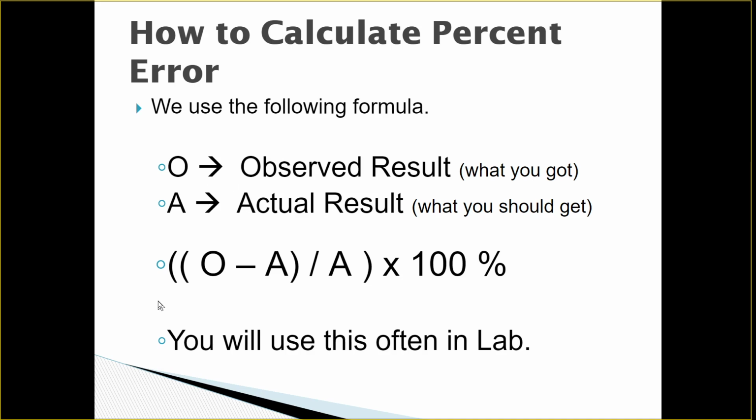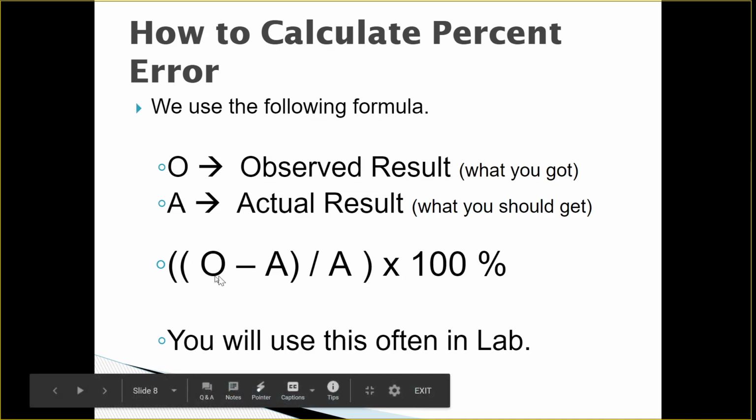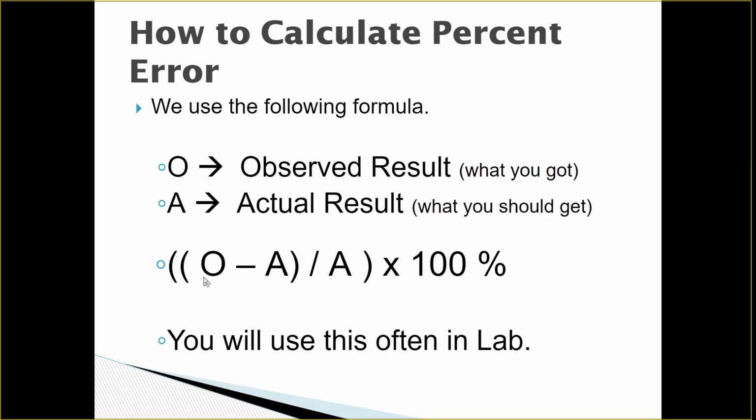Now you can calculate percent error in a fairly easy way. What you're going to do is take your observed result, so what you got, what you measured, minus your actual result, or what the actual number should have been, and then that's going to be divided by the actual number, and that will give you a decimal. And then you know that to turn a decimal into a percent, you multiply it by 100%.